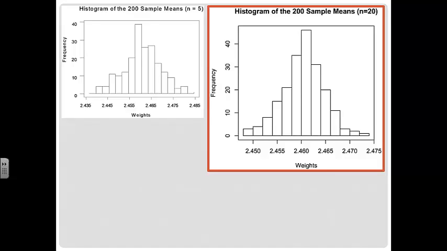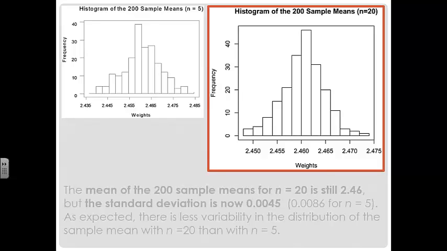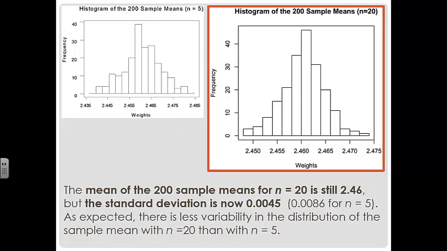When we increase the size of the sample, our distribution has less variability. So the distribution is much closer together. And so you can see that now our standard deviation is 0.0045, which is much smaller. It's almost about half of the sample standard deviation when n equaled 5. So the larger the samples, the less variability you have.